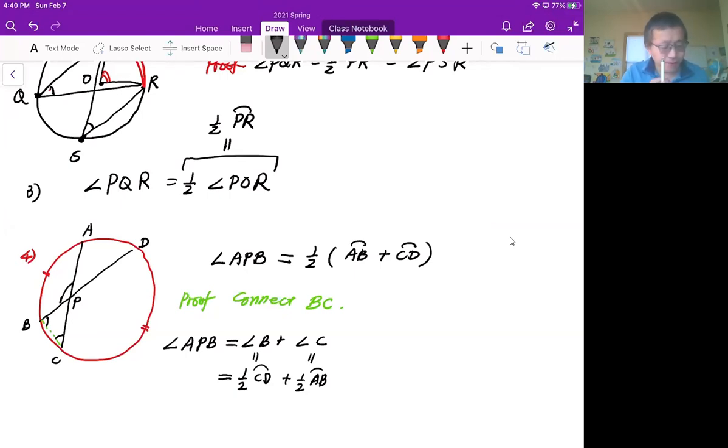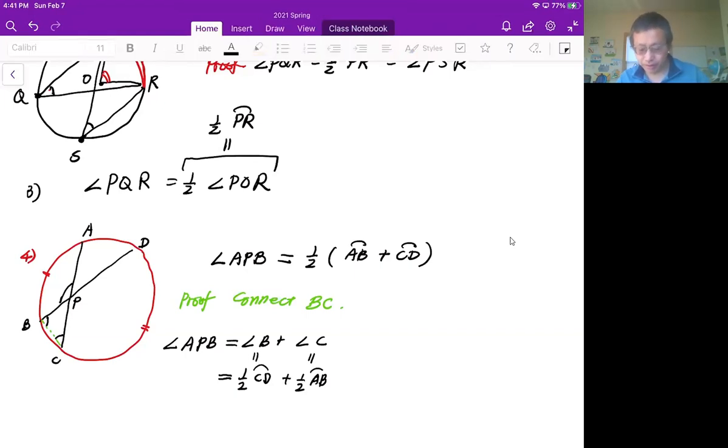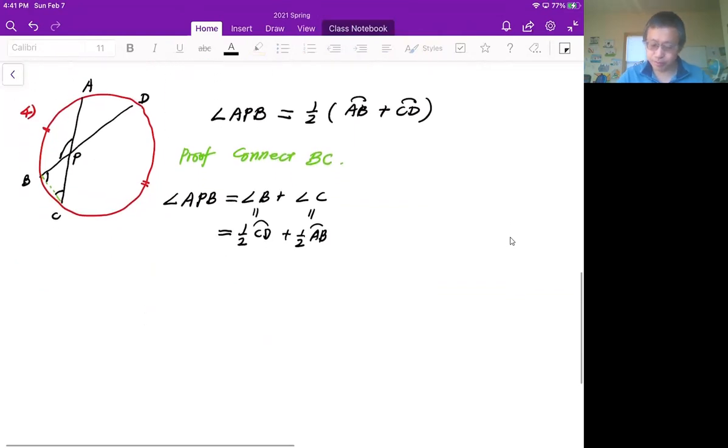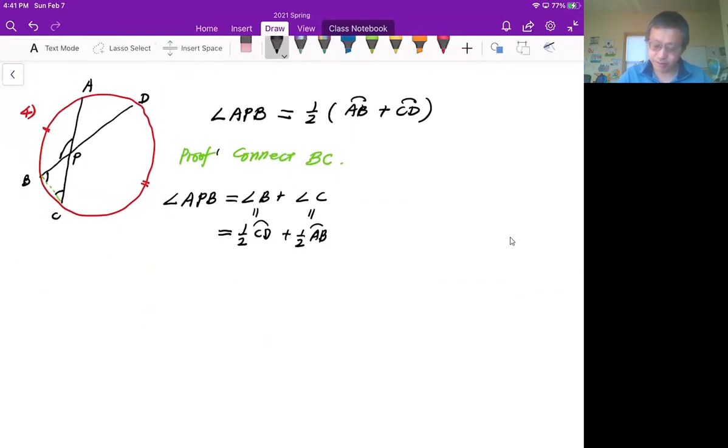And I'm going to give you a different proof, right? For geometry, I like to have different proofs for the same result. So let's see. We have a different proof. That's proof one. Now let's try to do proof two.